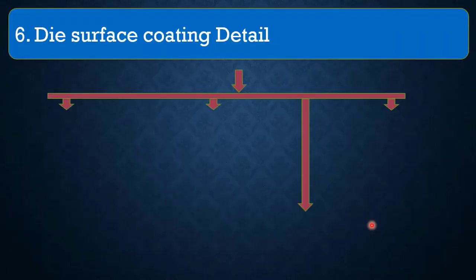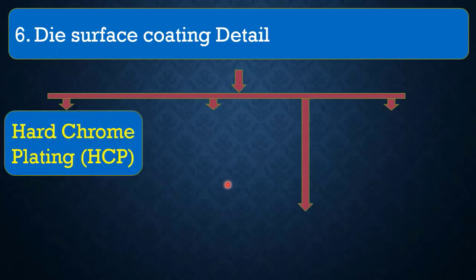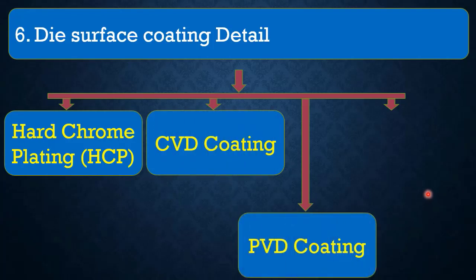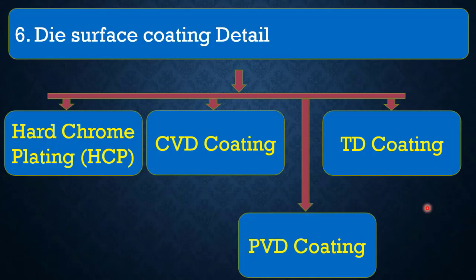Number 6, die surface coating details. Surface coatings are important when the die volume is more, as well as to prevent defects which are related to die surface roughness and even for cutting life enhancement. I have categorized four types of coatings. Number 1, hard chrome plating. Number 2, CVD coating. Number 3, PVD coating. And number 4, TD coating. So I will take each and every coating method in the future with a separate presentation.